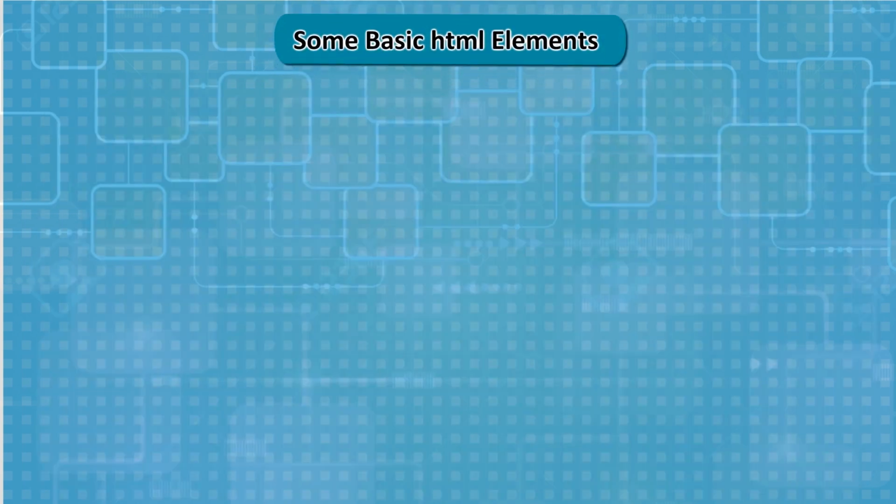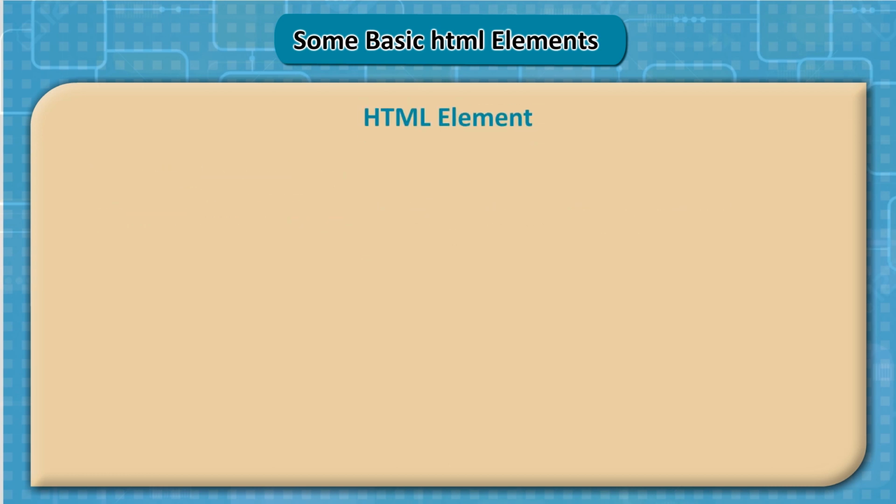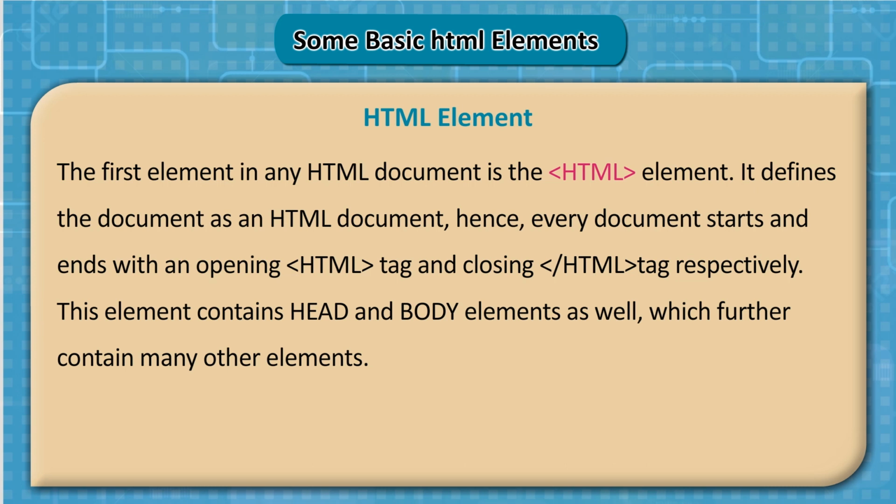Some basic HTML elements. Every HTML document consists of 4 major container elements, namely HTML, head, title, and body. HTML element. The first element in any HTML document is the <html> element. It defines the document as an HTML document. Hence, every document starts and ends with an opening <html> tag and closing </html> tag respectively. This element contains head and body elements as well, which further contain many other elements.